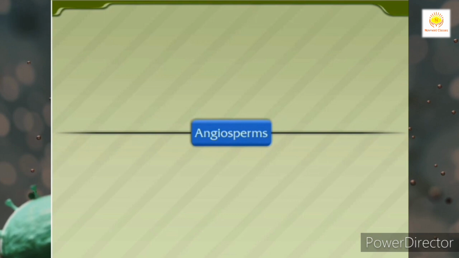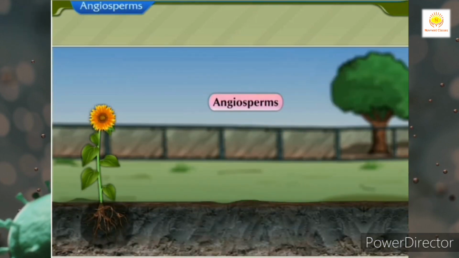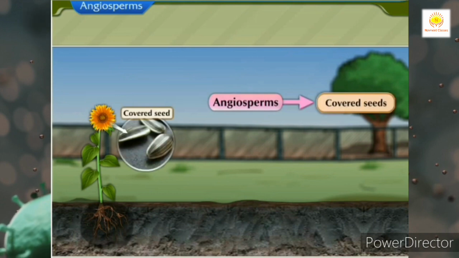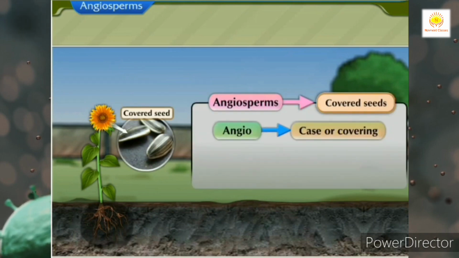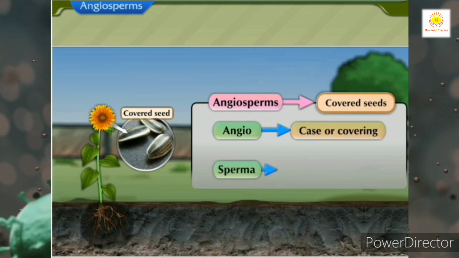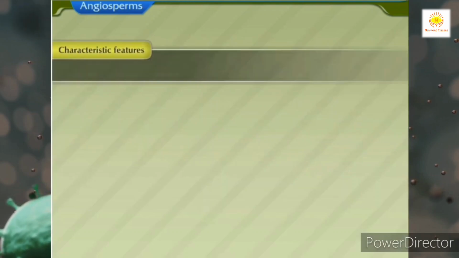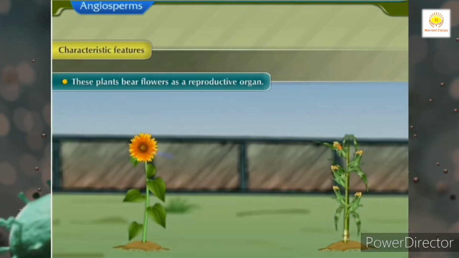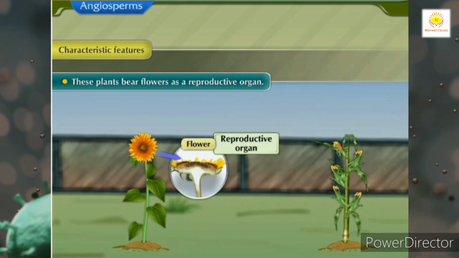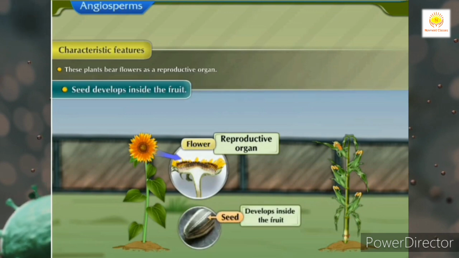Angiosperms. The meaning of this term is covered seeds. The word angio means a case or covering and sperma means seed. The characteristic features of angiosperms. These plants bear flowers as a reproductive organ. Seeds develop inside the fruit.